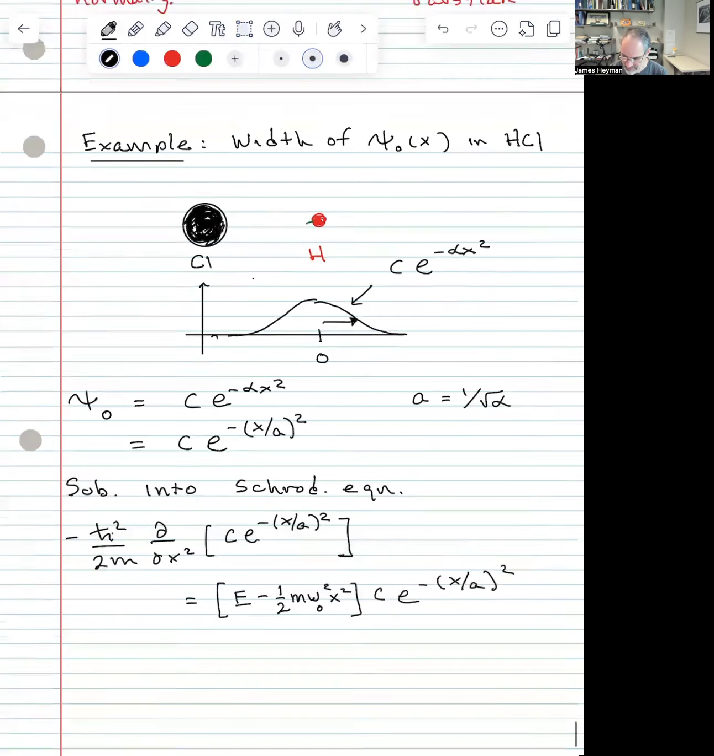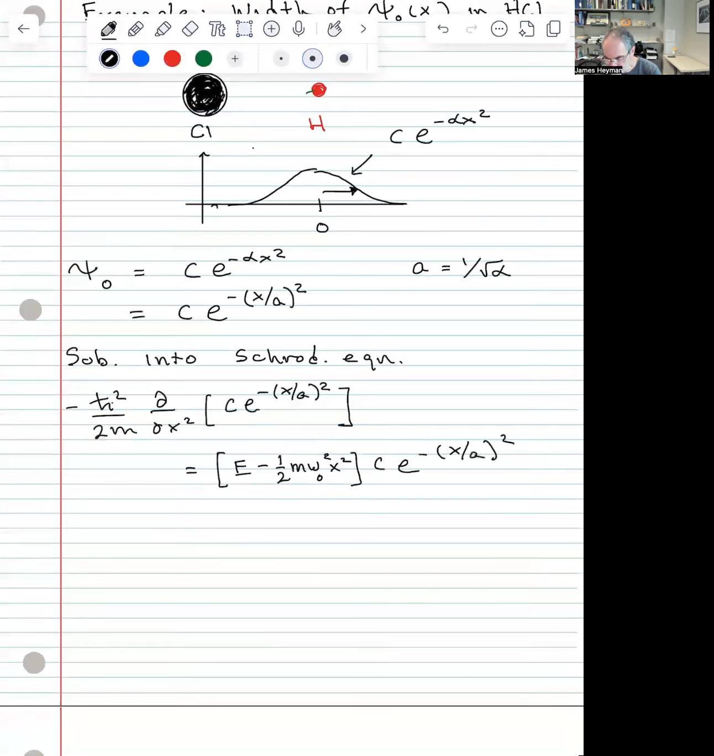Looks a little messy, but this describes what we want to do. If we take the derivative on both sides, we take the derivative of the wave function on the left side, we can rewrite this and we'll end up with an expression for a. So the first thing to do is to take the second derivative with respect to position of the wave function.